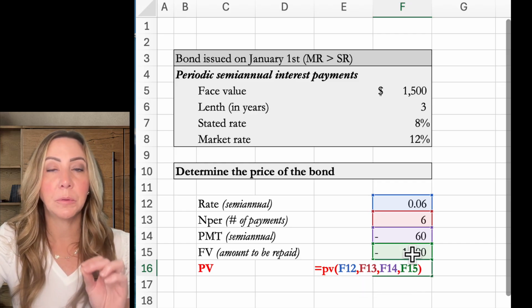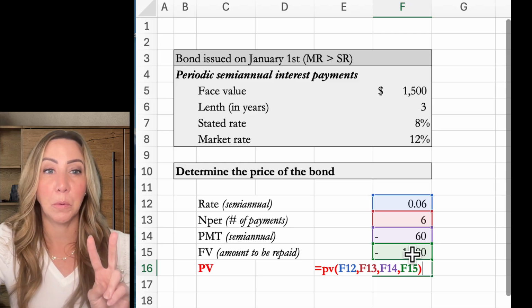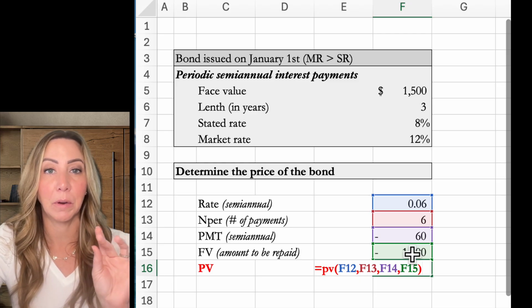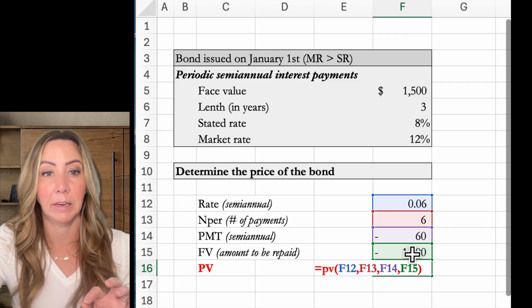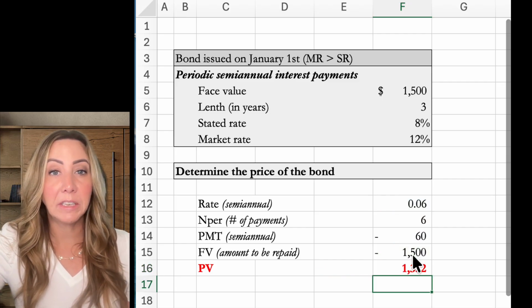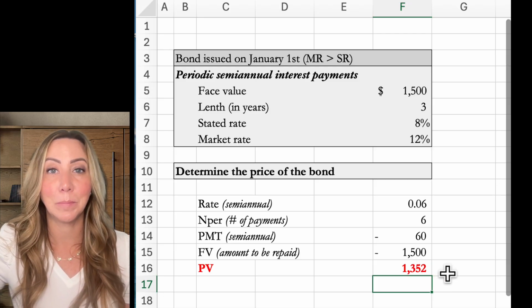And what I'm doing here is doing the present value calculation of both promises at the same time. I'm taking the present value of the annuity, the interest payment, and the present value of the single amount that I'm going to pay back in 3 years of $1,500. And I get $1,352. This is what I can actually sell this bond for.